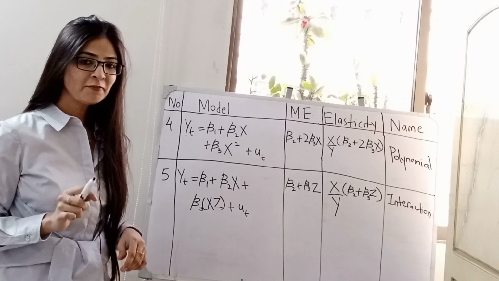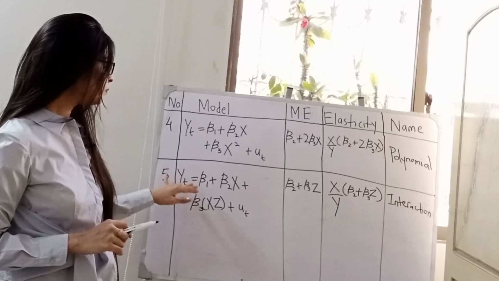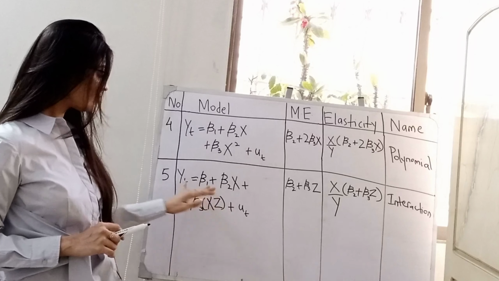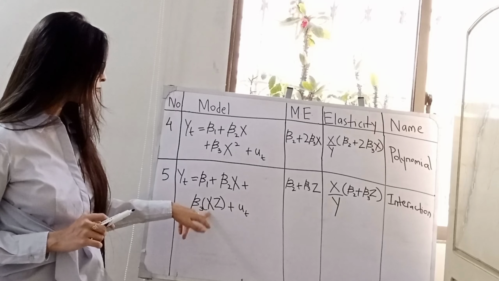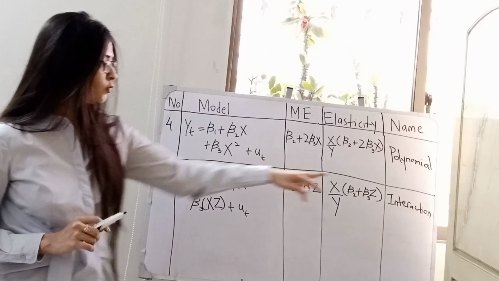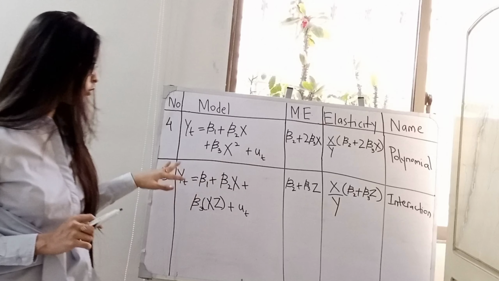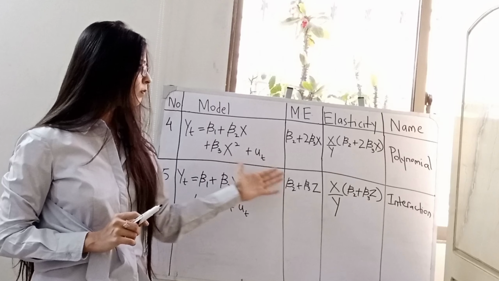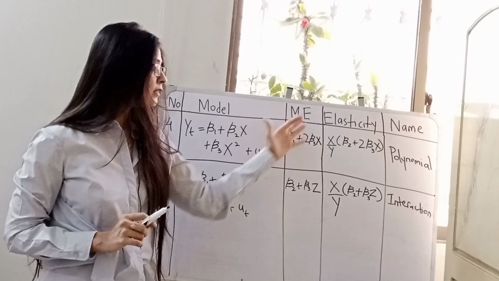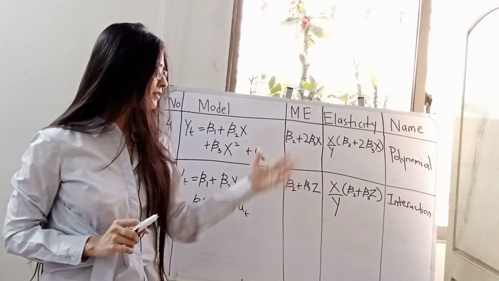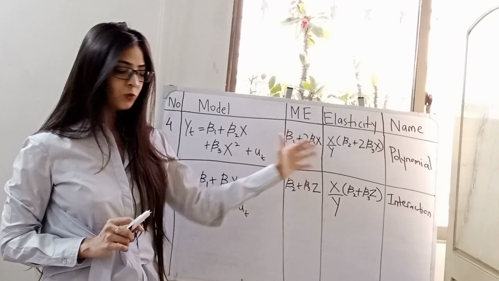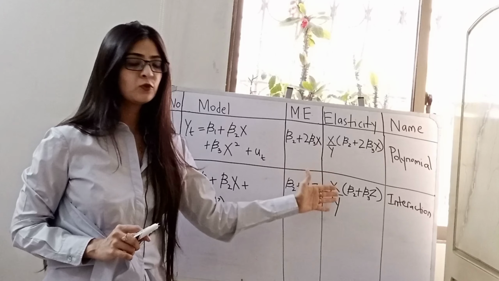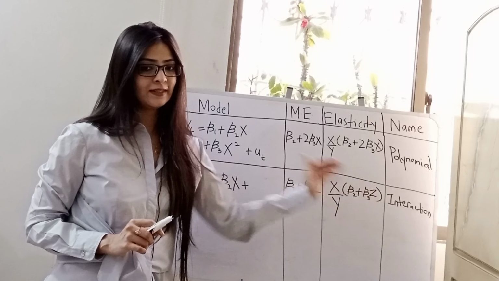Now coming to the fifth one, we have yt is equal to beta 1 plus beta 2x plus beta 3xz plus ut. Now once again we can see at a glance that this involves an interaction term, which is why the name is interaction for this particular model. Now when we differentiate it, we simply get beta 2 plus beta 3z, and the elasticity coefficient in this case is once again similar to the previous one, x over y into beta 2 plus beta 3z.